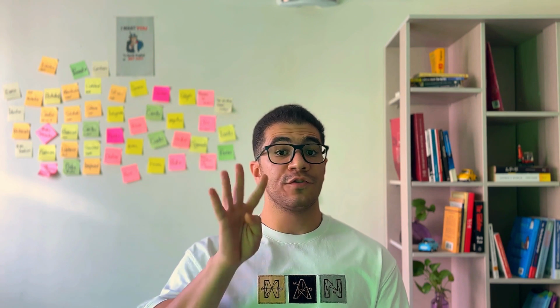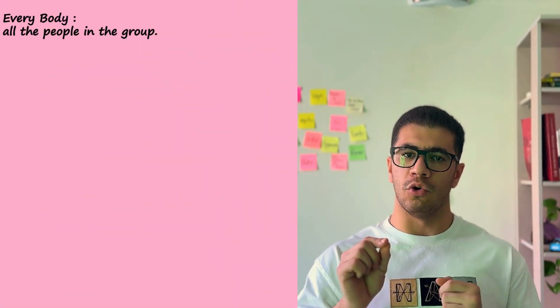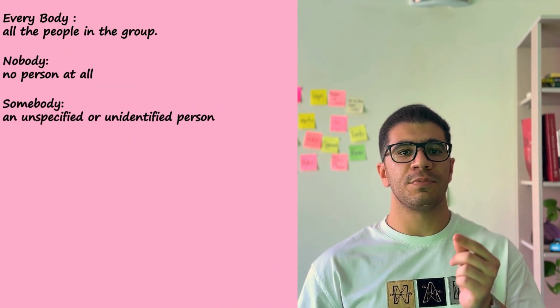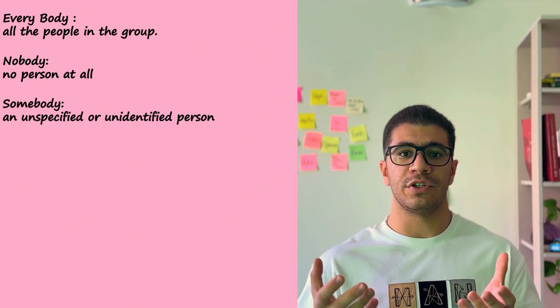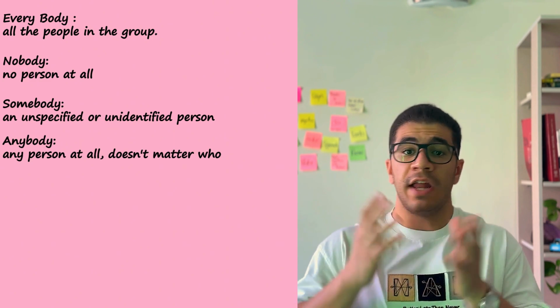But initially, we need to take a quick look at the meaning of these 4 indefinite pronouns. Well, everybody means all the people in a group, and nobody means no person at all. Somebody means an unspecified or unidentified person, and anybody means any person at all. It doesn't matter who, just any person.